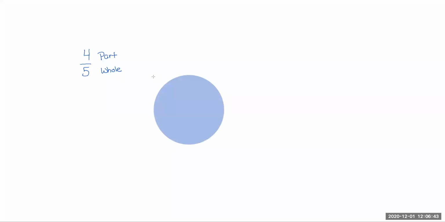So if I'm making a pizza, I don't want to eat the whole pizza at one time, of course, because that would be really hard to put in my mouth all at the same time. So we divide a pizza up into equal parts, okay?